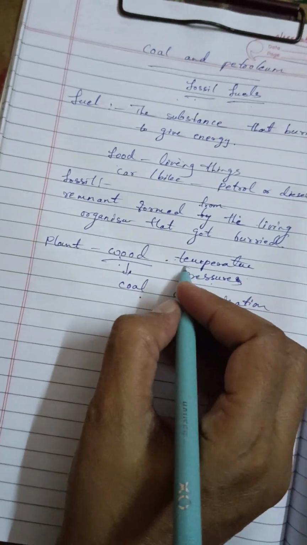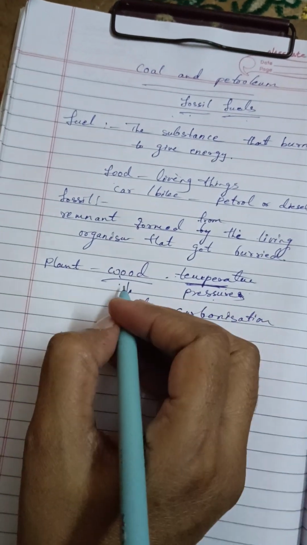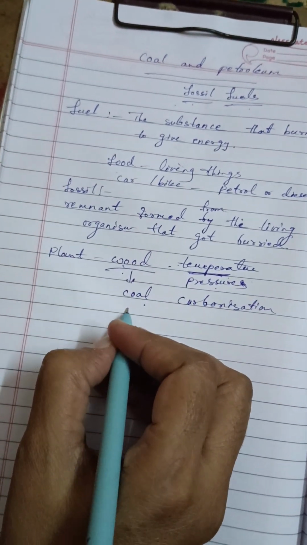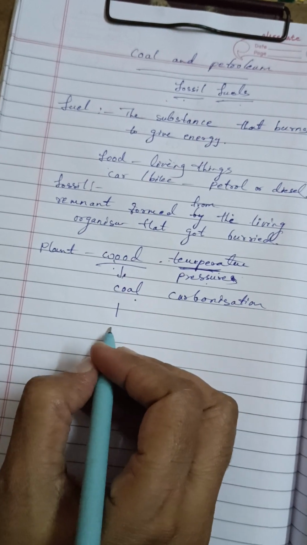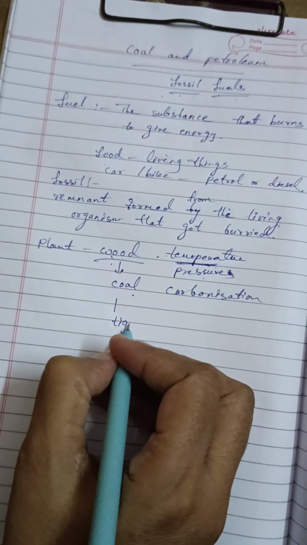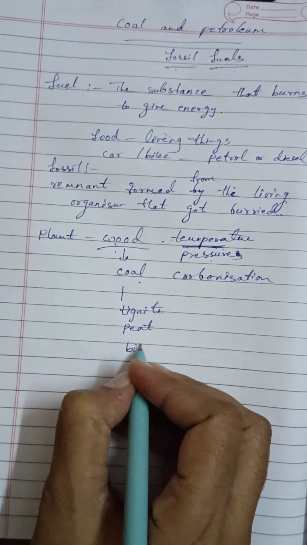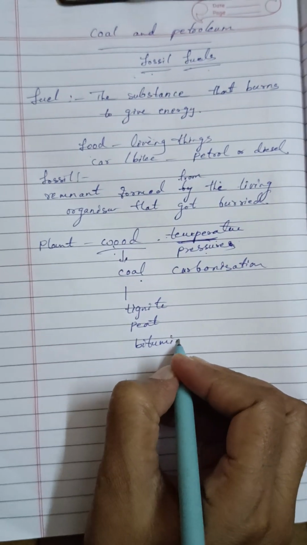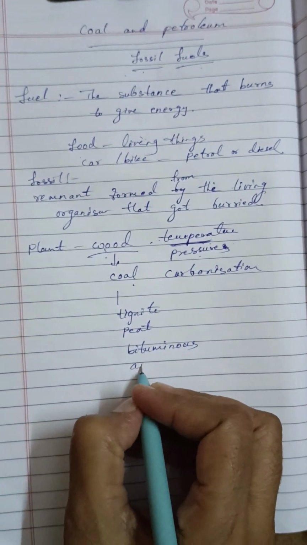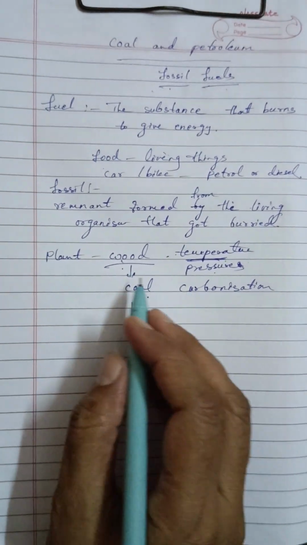Again, it depends on the temperature. What is the amount of temperature? How many Celsius is it? The coal is divided into 4 types. Coal is divided into 4 types. What are those? Suppose we say lignite, peat, bituminous, and anthracite. These are the 4 types of coal that are formed due to the carbonization of wood.